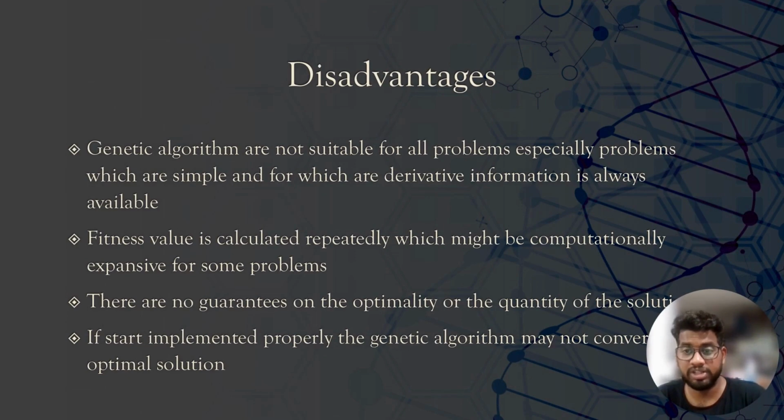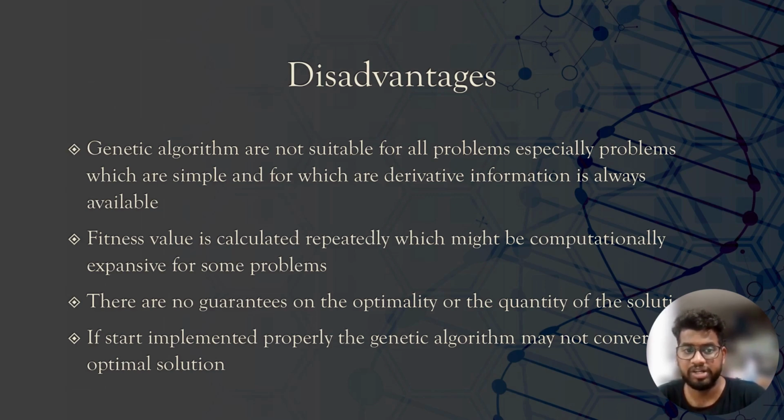With advantages, there are also certain disadvantages of genetic algorithms. Some of them are: genetic algorithms are not suitable for problems which are simple and for which derivative information is always available. Fitness value is calculated repeatedly, which might be computationally expensive for some problems. There are no guarantees on the optimality or the quality of the solution.